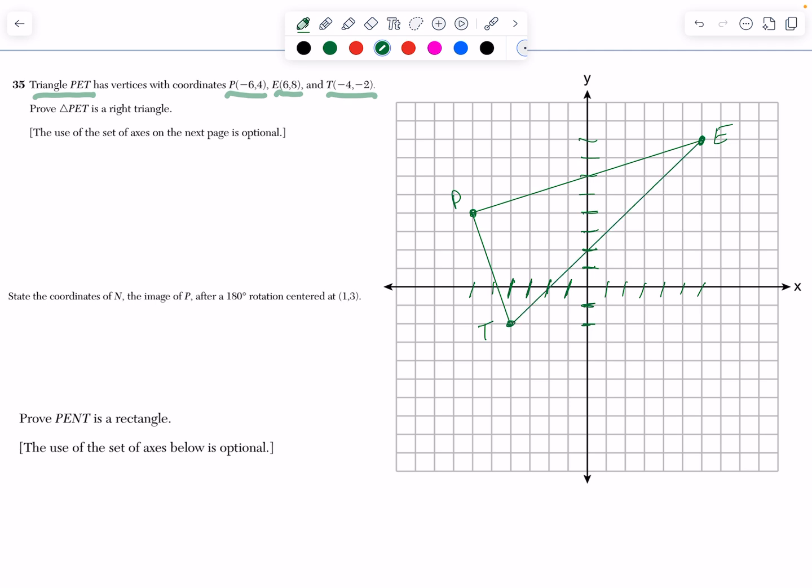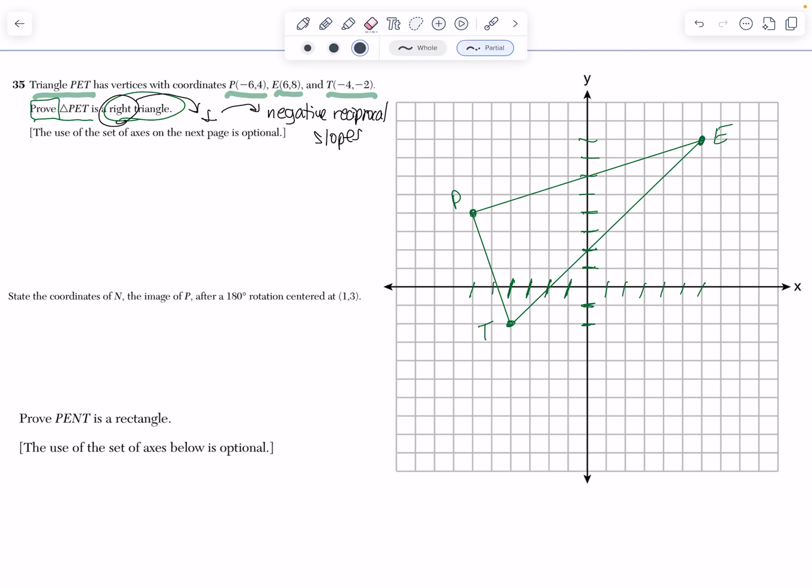Okay, next it says prove that triangle PET is a right triangle. So the main thing to remember is right angle means that we have perpendicular lines. And if right means perpendicular, and perpendicular means negative reciprocal slopes, the main thing we have to do is find the slopes.